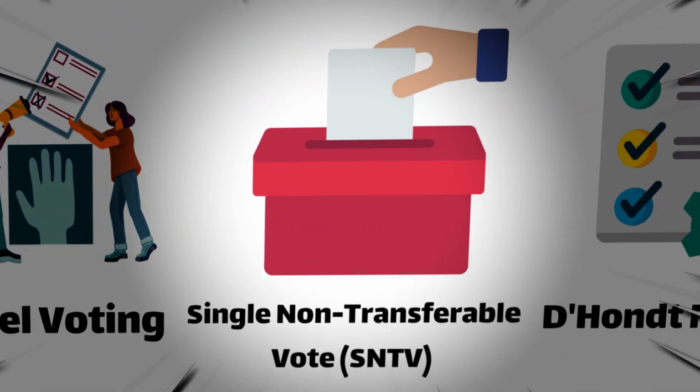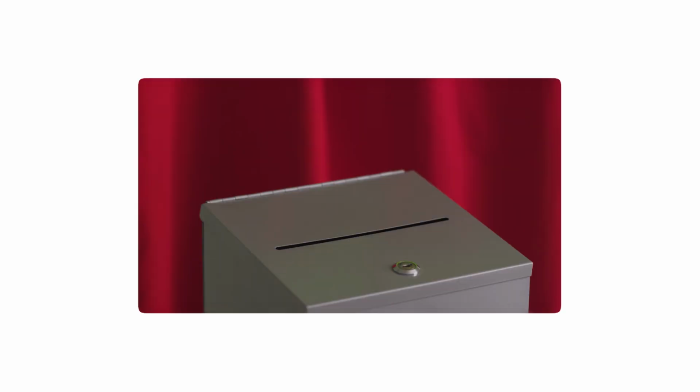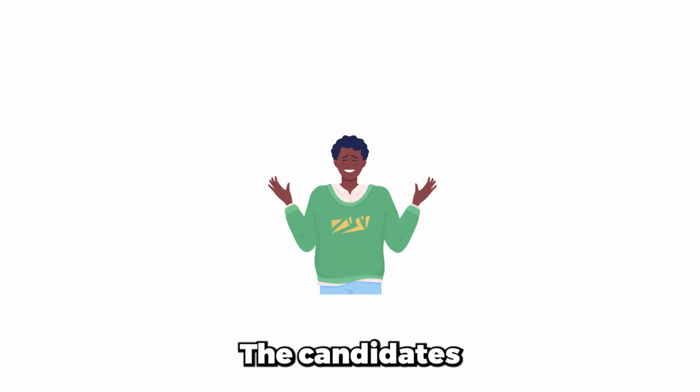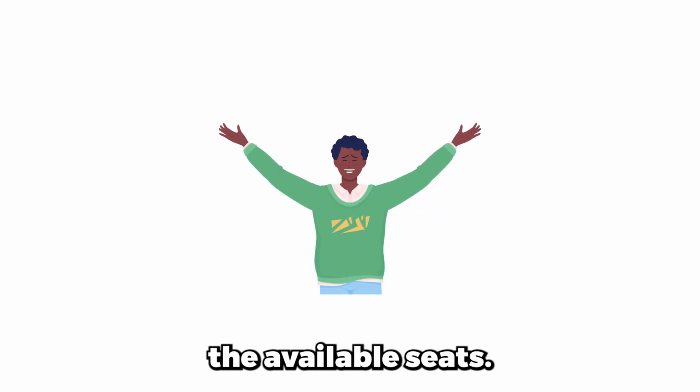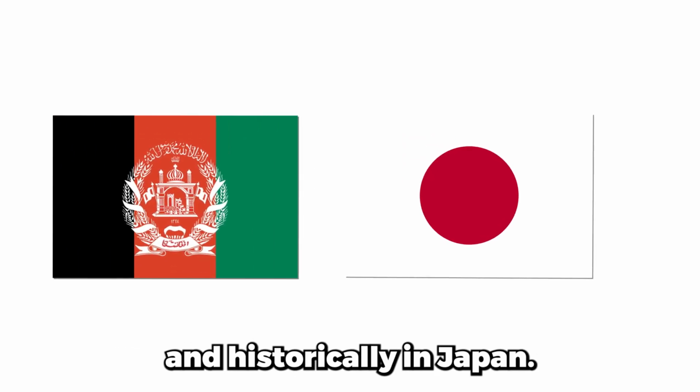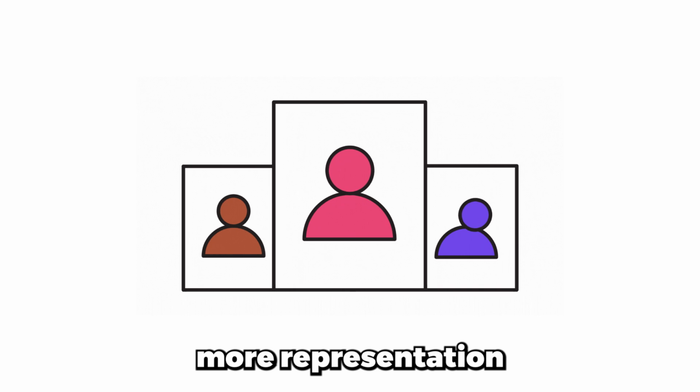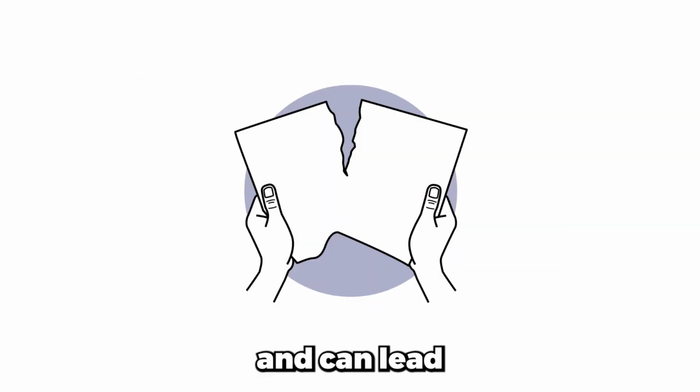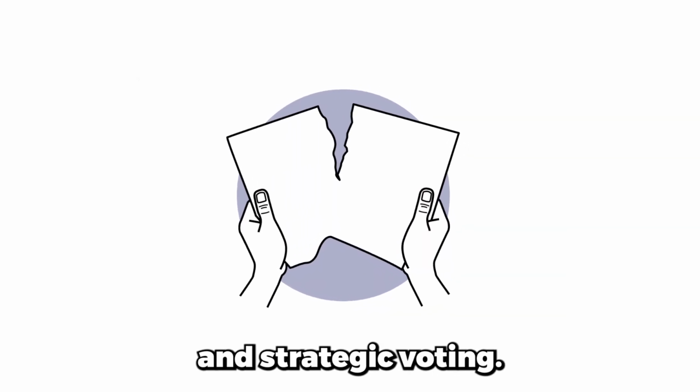Single non-transferable vote. In single non-transferable vote, SNTV, voters cast 1 vote in multi-member districts. The candidates with the most votes win the available seats. This system is used in Afghanistan and historically in Japan. SNTV allows for more representation of minority parties and can lead to vote splitting and strategic voting.